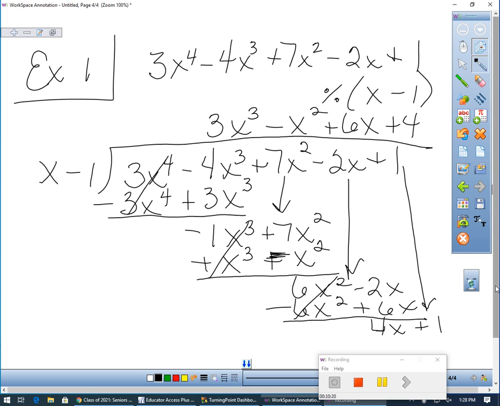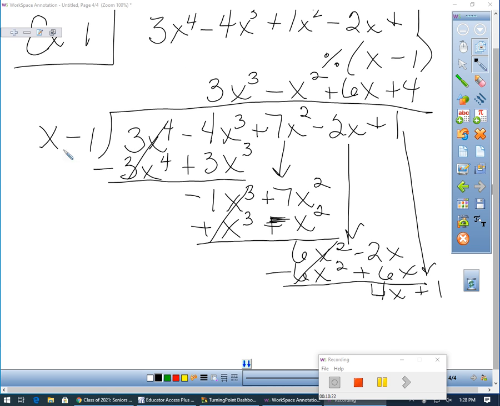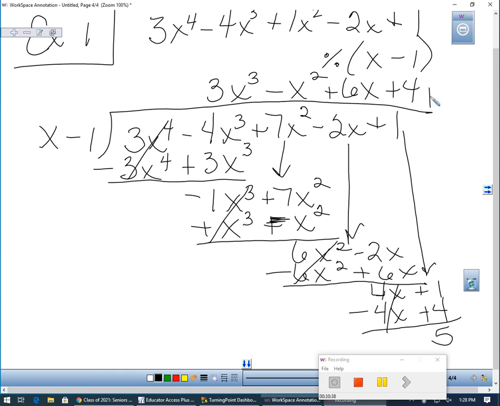Alright, so we have, move that up a little bit. 4 times x is 4x. 4 times negative 1 is negative 4. Draw your lines, change your signs. When we add these together, we get 5. So up at the top, let me move this out of the way. We're going to write remainder 5.